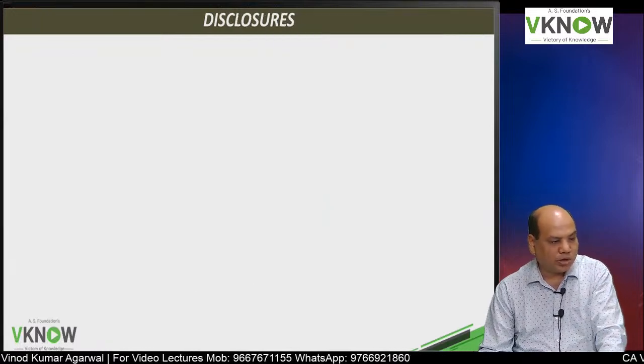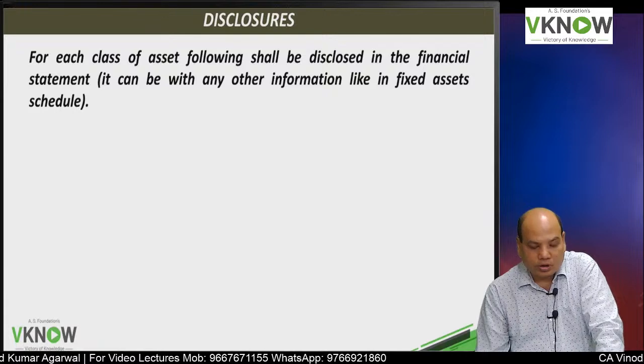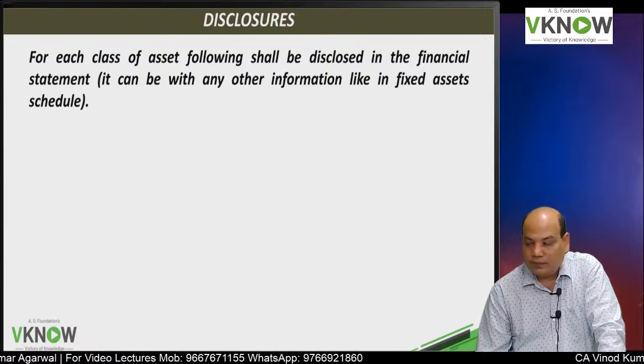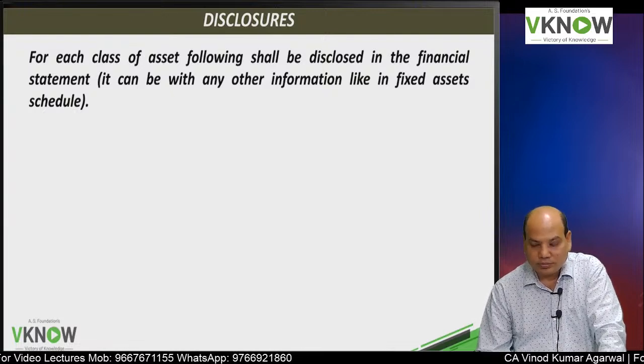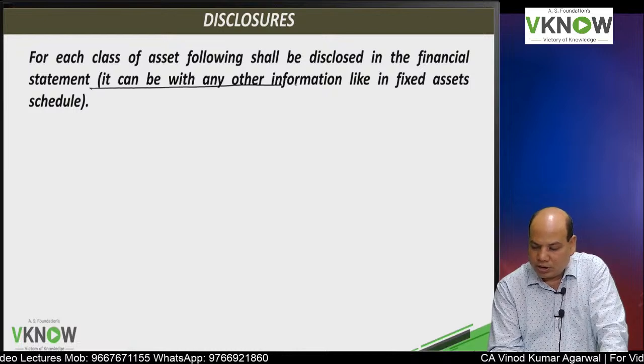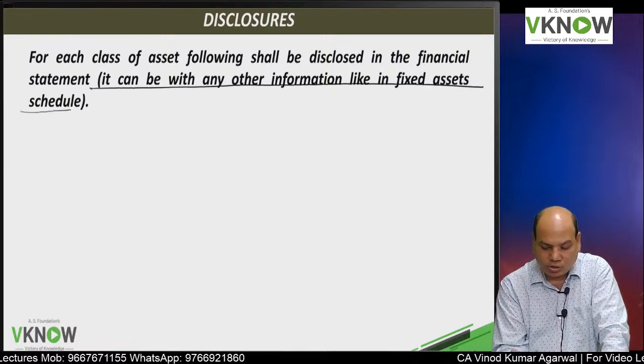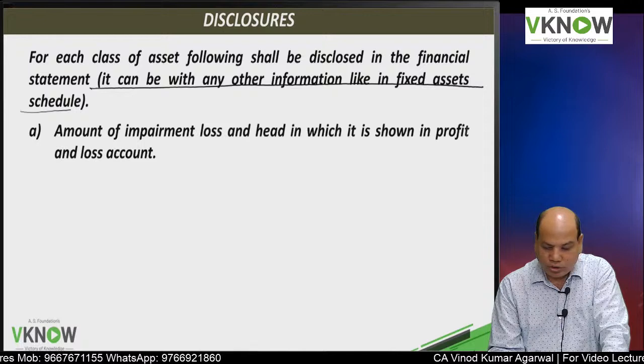Then we have the disclosure paragraph. What are the disclosure requirements? For each class of asset, the following shall be disclosed in the financial statement. It can be with any other information like the fixed asset schedule also. So what are the disclosure requirements?